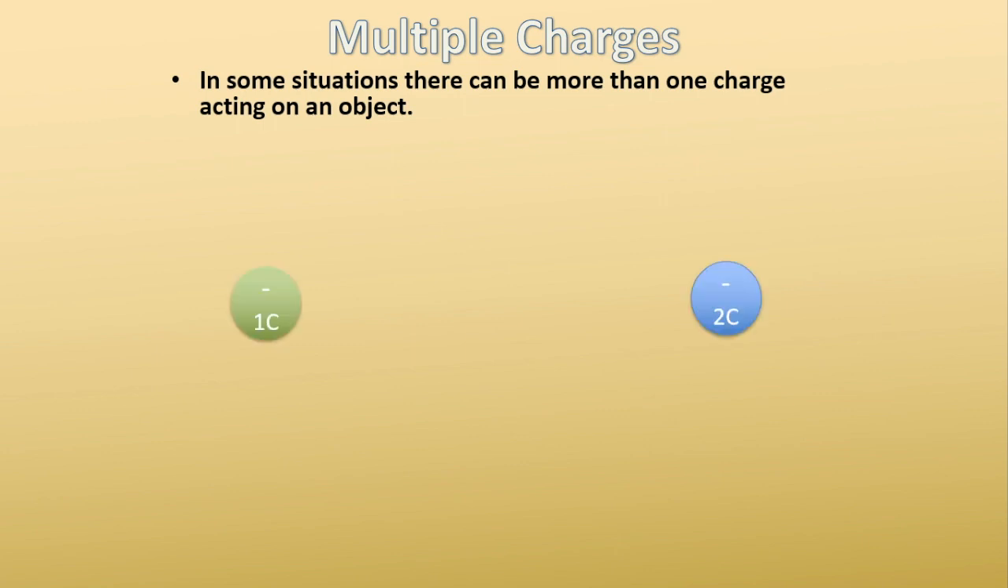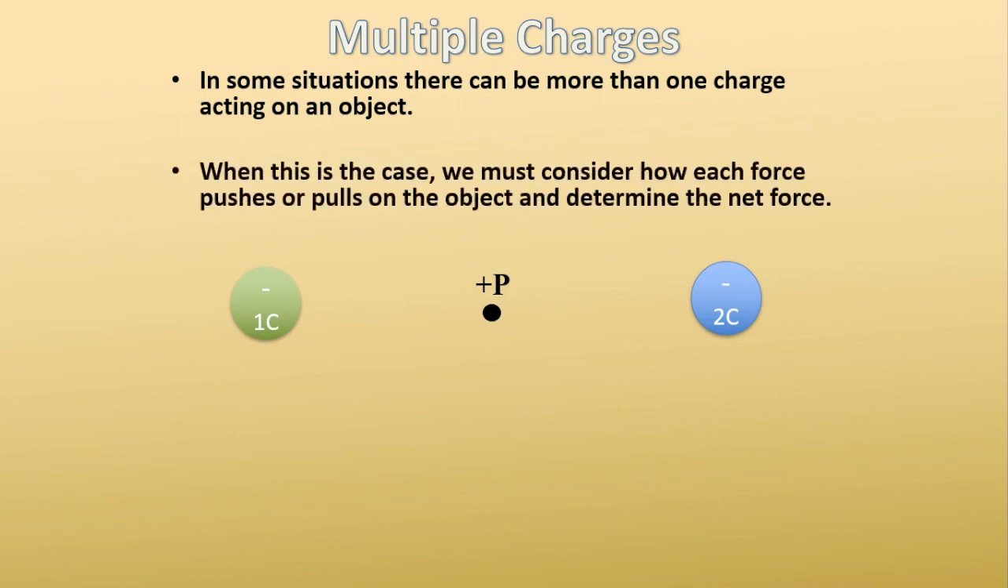So for instance, here's our basic case where we have these two charges, but now we have this charge in between the two. And we're going to say that this positive P just denotes a positive test charge. So when we're given a problem like this, we need to consider how much each force is pushing or pulling on the object, and then determine the net force. And the reason we need the net force is because we have multiple forces at work here.